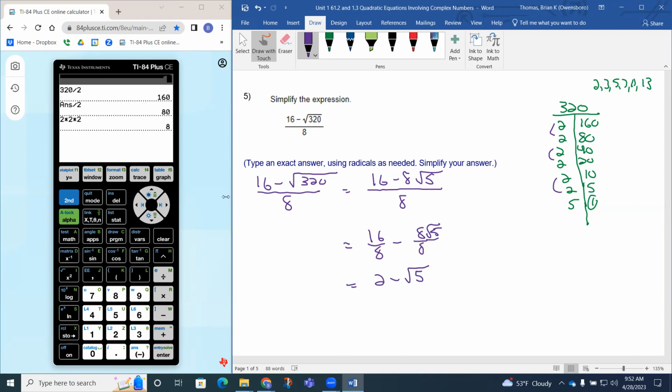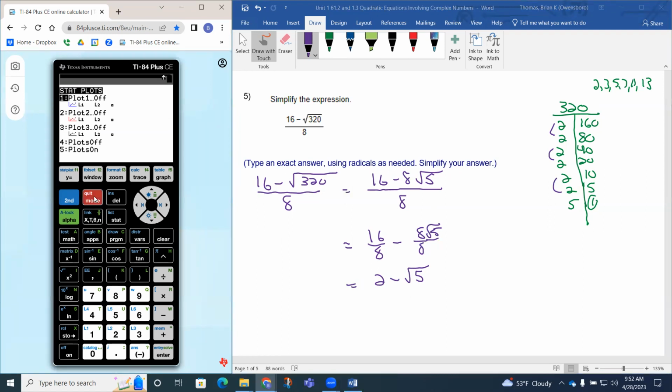So if I want to type this back into the calculator, I can do alpha f1. Didn't do that right. Second quit. Alpha f1. If I type in 16 minus the square root of 320 on the top, and then put the 8 on the bottom, notice how it gives me a negative number. Now, if I type in 2 minus the square root of 5, I should get the same thing. 2 minus the square root of 5. Notice how that gives me the same answer.